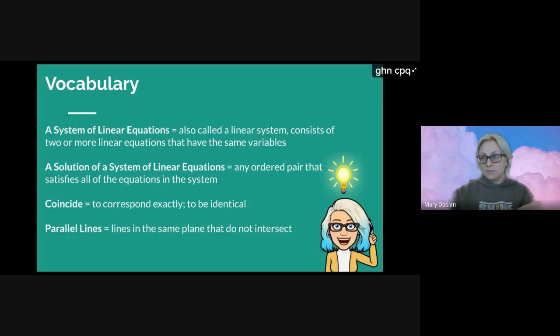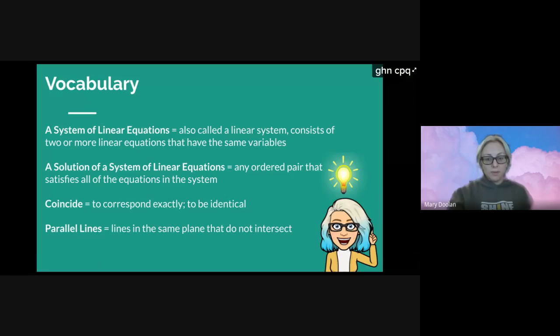Another word you're going to see is coincide, all right, which means to correspond exactly, to be identical. We're going to be looking at lines that are graphed that coincide, which means when you graph them, you're graphing one line on top of the other line. They're exactly the same line. And so if you're looking at a picture of 2 lines that are graphed that are the same, you don't even see 2 lines. You just see one line because they're overlapped exactly.